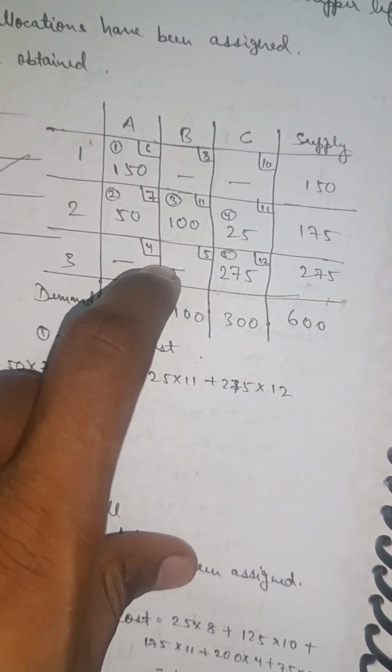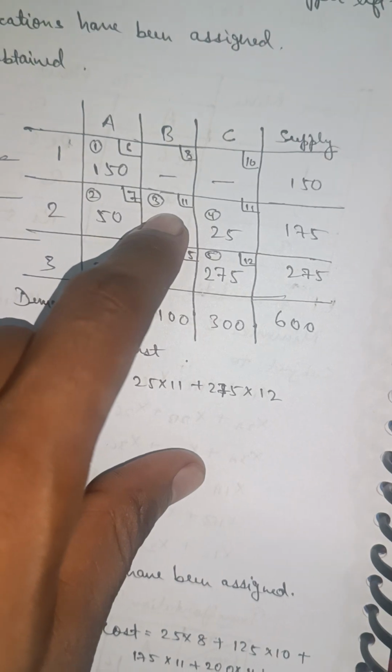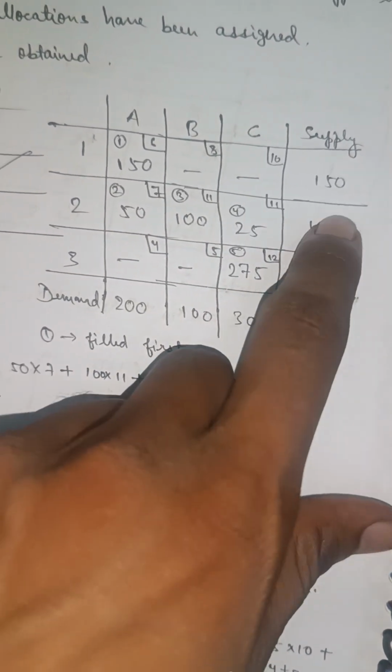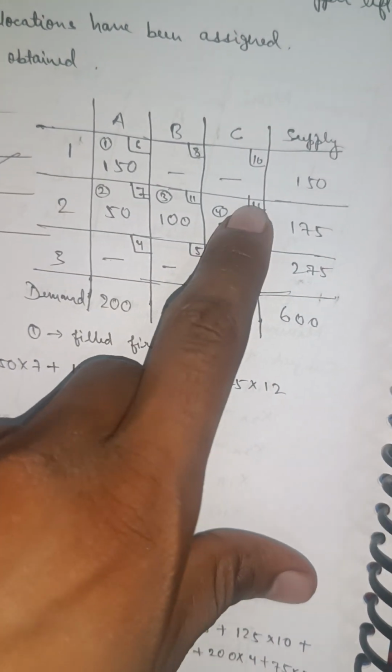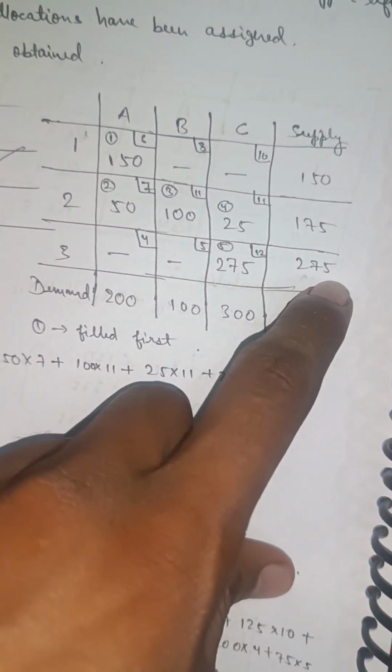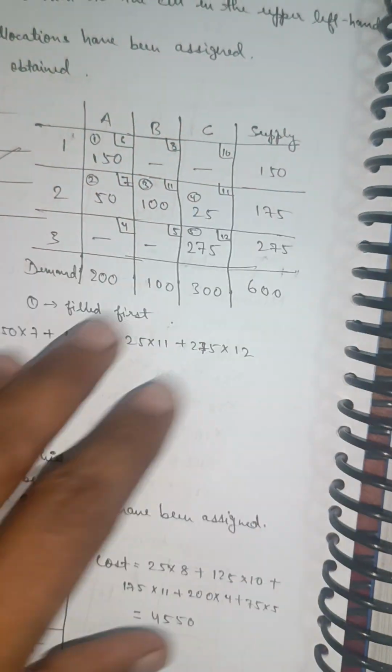And now we cannot fill anything in this row, so we will give a dash here. Likewise, now this one is the most northwest corner cell. Okay, then we will fill here 100, because the demand is 100 and it can supply 175, and we still have 75 left. Here, 150 plus 100... we have still got 25 left, so we will fill 25 here. And the rest 275 will be filled here, because it is the only cell left now. Done.